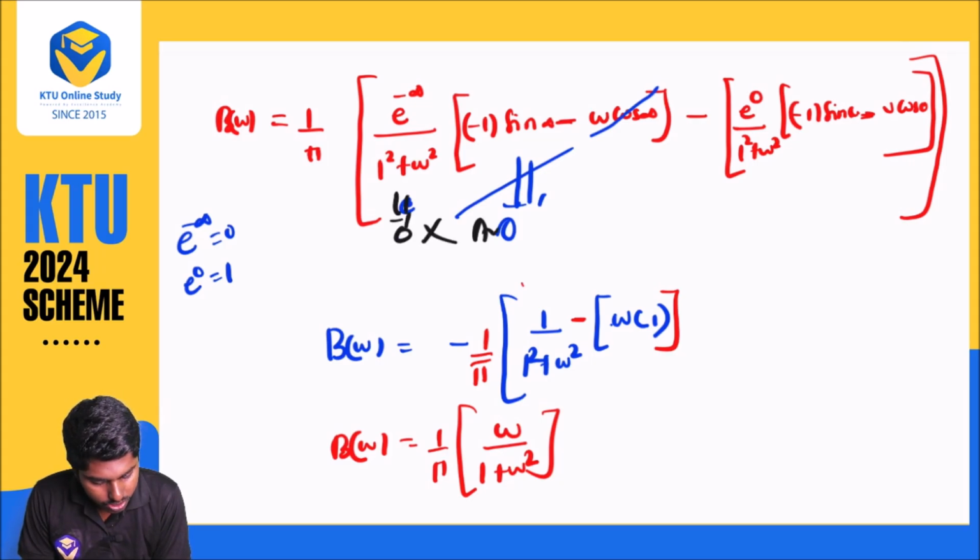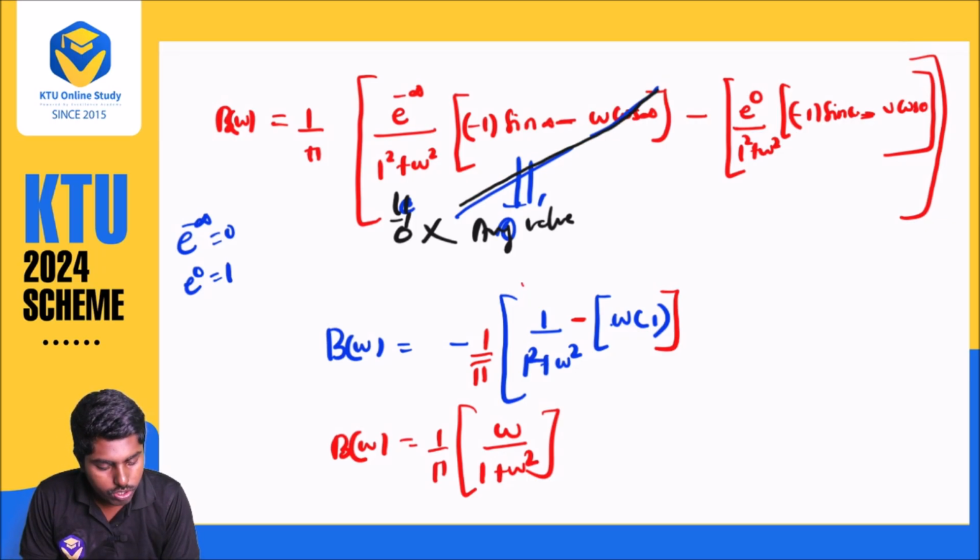0 into any value, 0 only. So that is the reason we are cancelling this one. Okay, and e power of 0 is what? E power of 0 is equal to 1, and here it is minus omega cos of t 0. Sin 0 is what? 0. So this term will be cancelled.